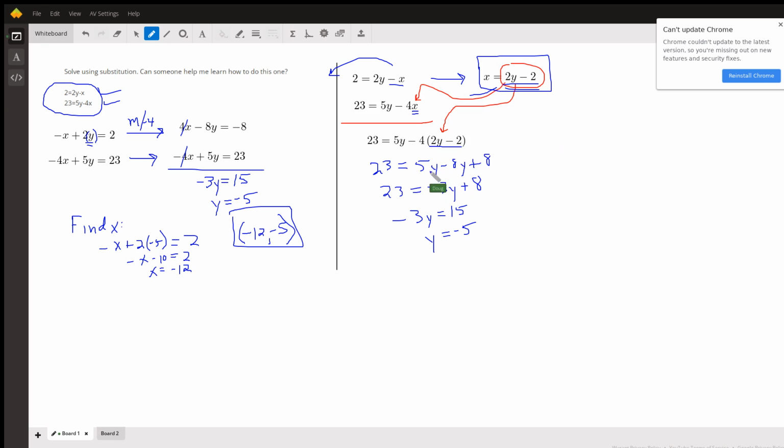Solve that equation, distributing the -4, you get the same result, y = -5. And you can substitute that value in here if you want, or you can go back over to here. There you go.